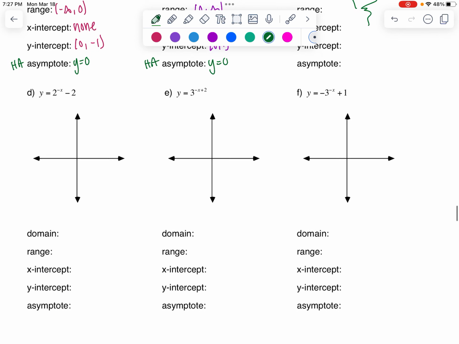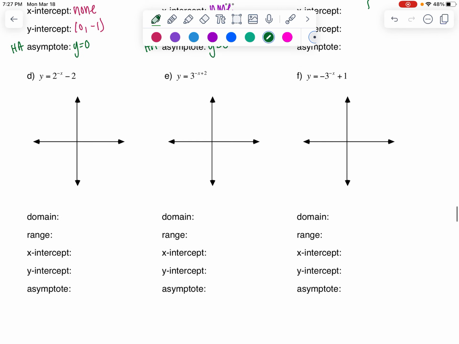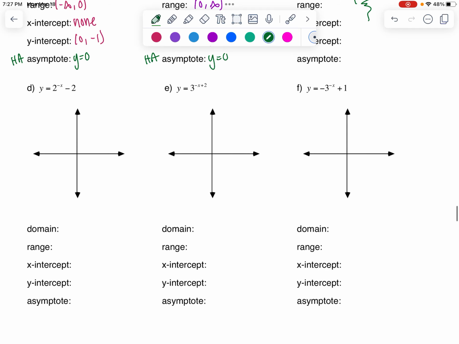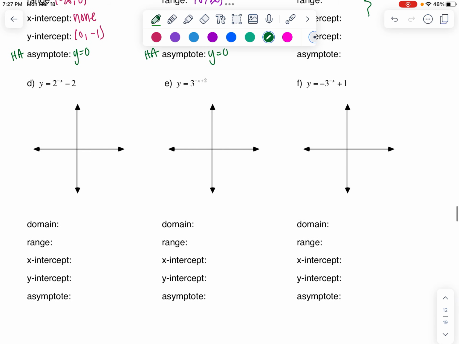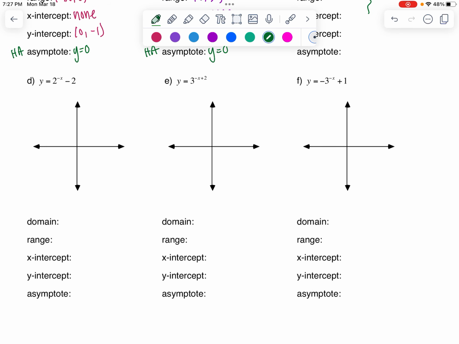All right, let's go ahead and continue on. We're now on page 12, and we're doing D, E, and F, and then we'll go to page 13. Okay, now we're going to be dealing with multiple translations or transformations.